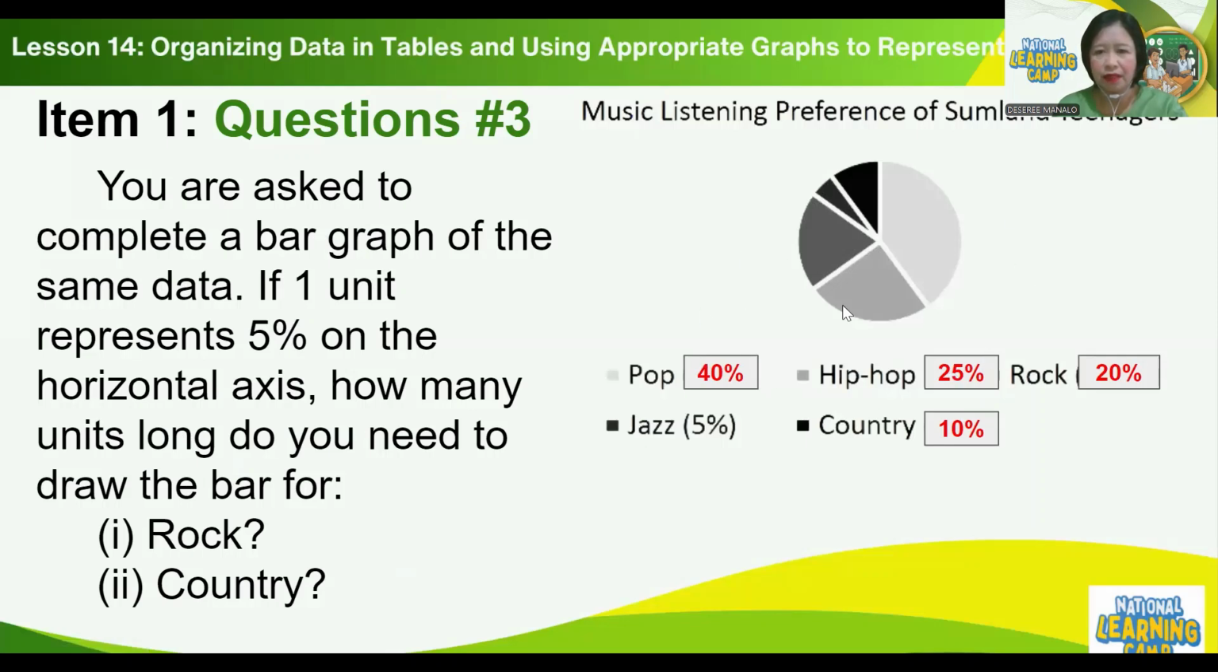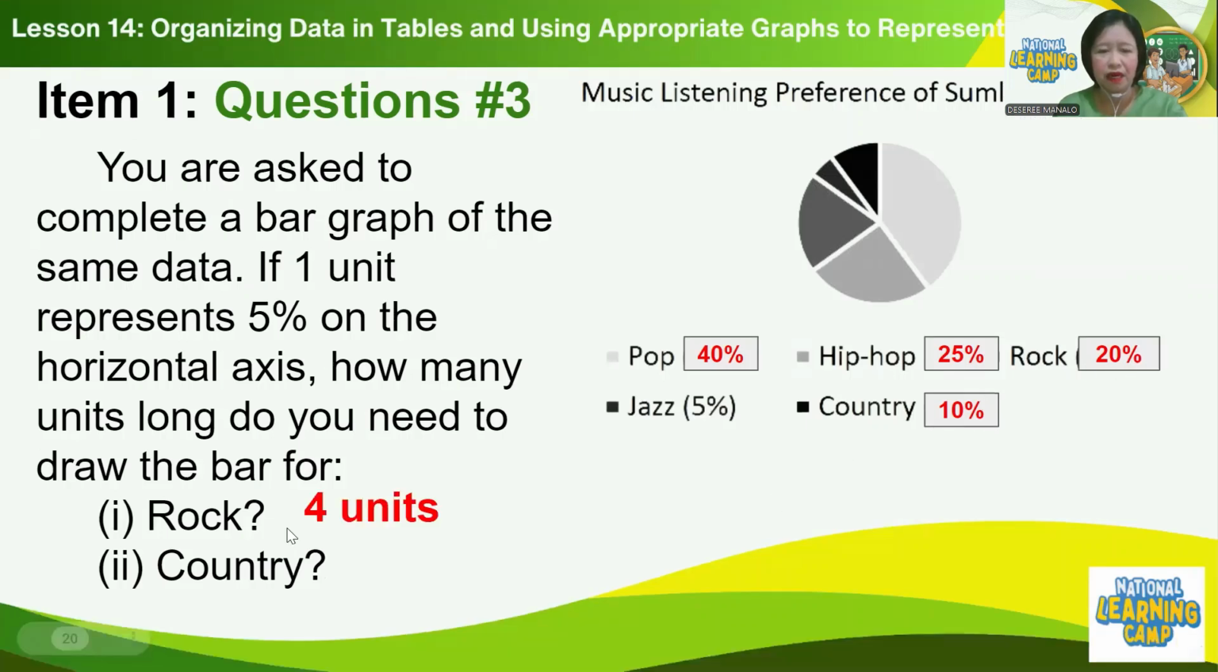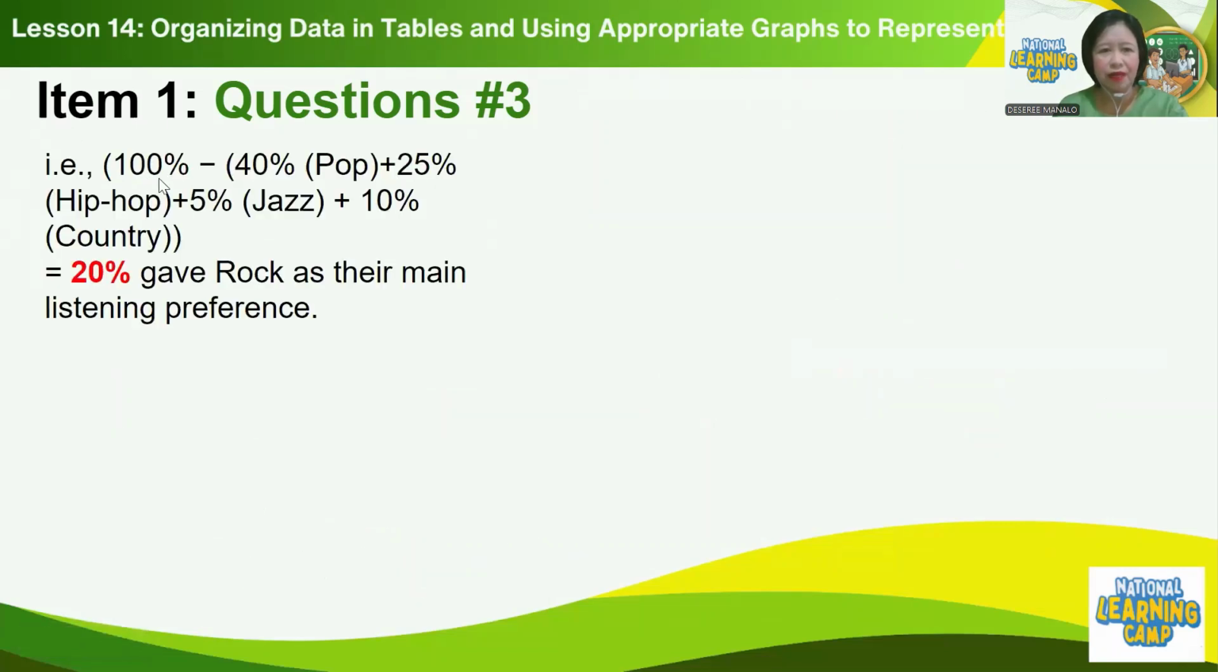So look at the given here on the right side. The pie chart says pop 40%, jazz 5%, hip hop 25%, country 10%, then rock 20%. So our answer for the rock is 4 units, and for the country, 2 units. So let's find out how we got 4 units and then 2 units. For example, if we have 100% minus 40% for pop, plus 25% for hip hop, plus 5% for jazz, plus 10% for country, it is equivalent to 20% gave rock as their main listening preference.